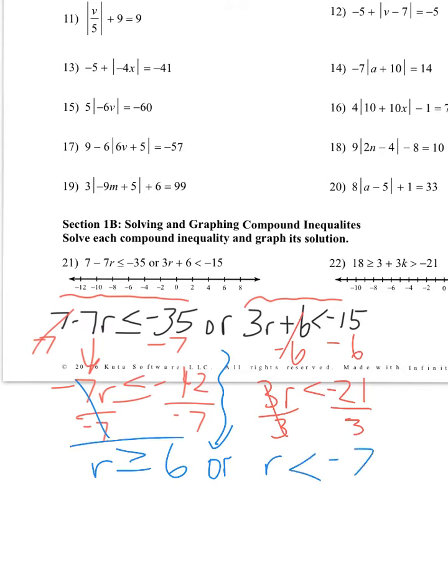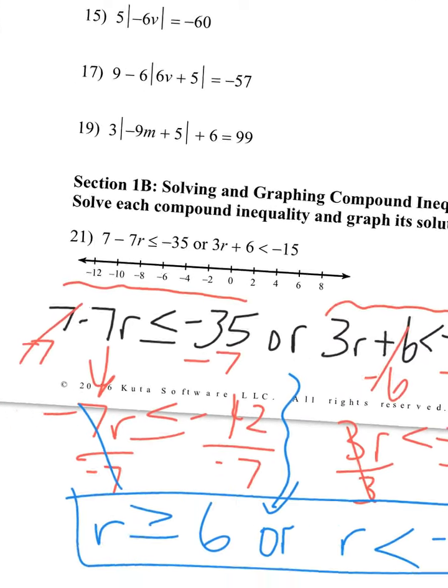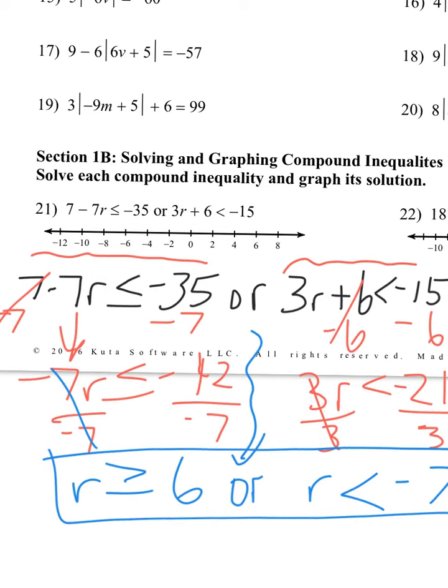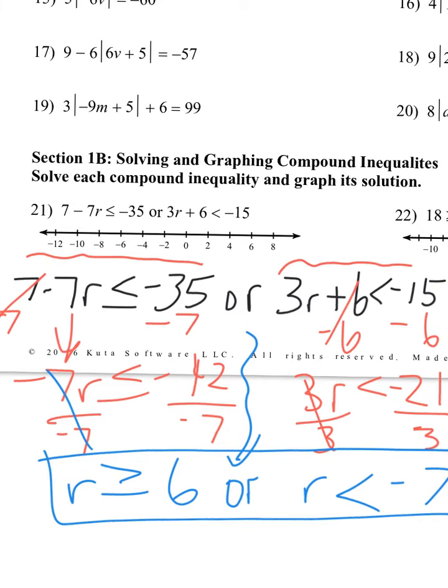So our solution is this whole thing right here with the word or in the middle, and you have to put the or in the middle. Okay, r is greater than or equal to 6, or r is less than negative 7. And we have to graph that on the number line. So if you think back, and let's go up to this number line right here. r is greater than or equal to 6. When there's an equal sign in your inequality symbol, it's a closed circle. So we're going to put a closed circle right here at 6. I didn't draw that very well. And where are the numbers bigger than 6?